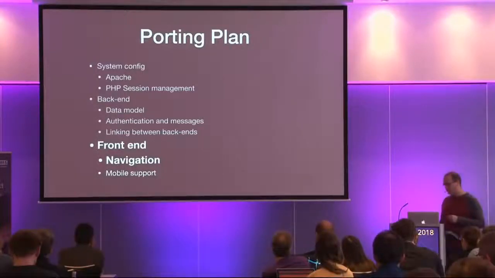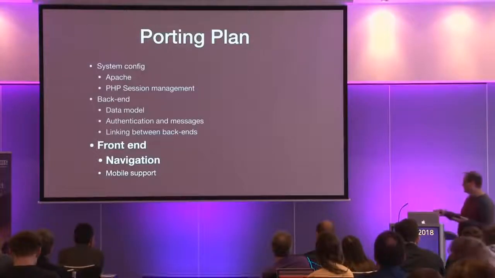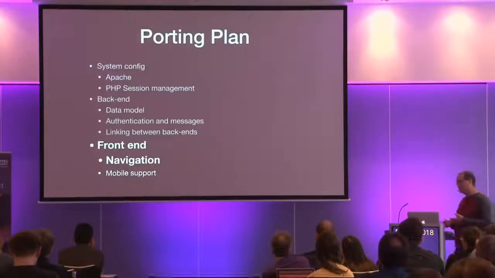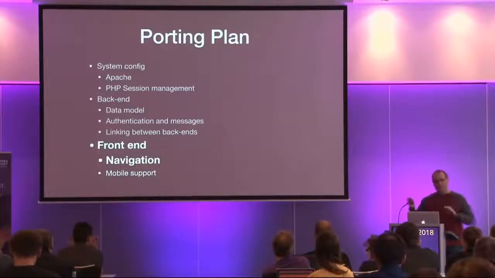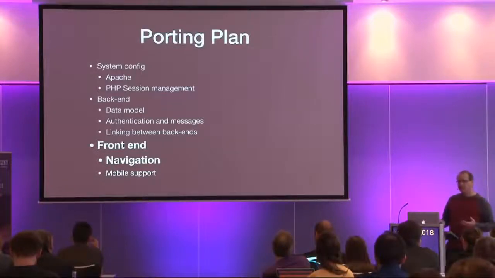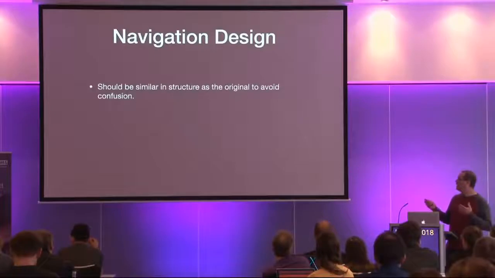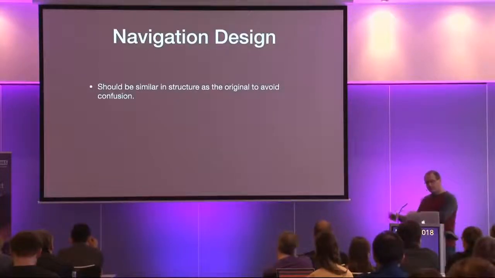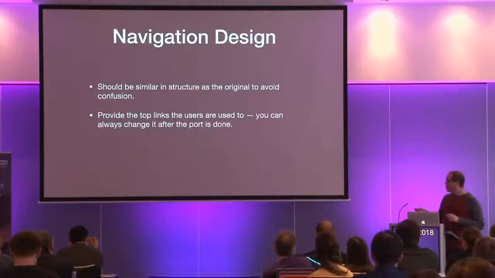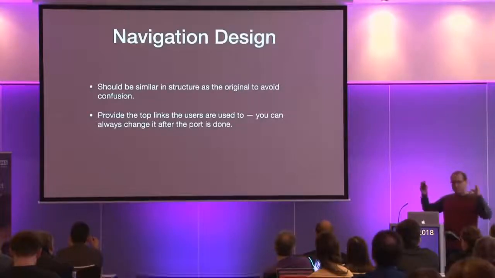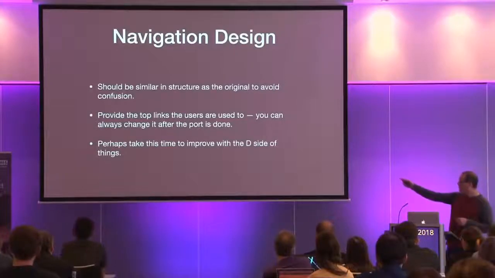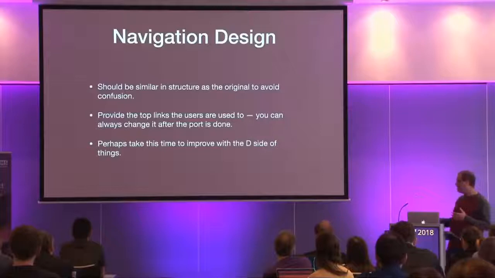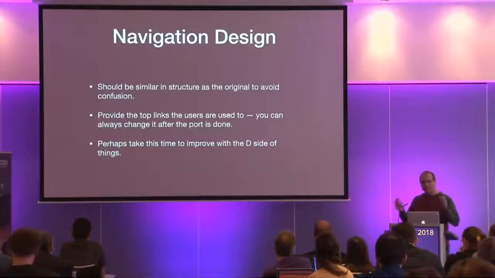Front-end navigation. One of the things you have to consider is that this is an application that people are going to be using. You want them not to be confused when they're going back and forth. So you want to have the same structure as the original. In your new application, you don't want to make drastic changes to the navigation. The top links should definitely be very similar, even if they look different. We'll see an example in a second here. And perhaps you take this time to improve things with the D side of things, little tweaks here and there.